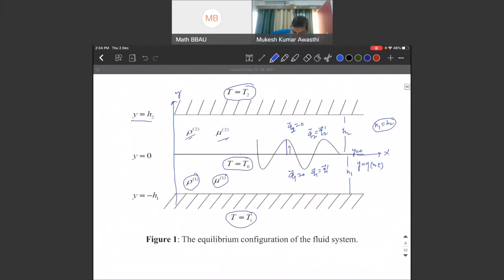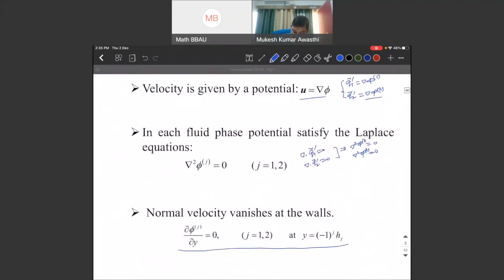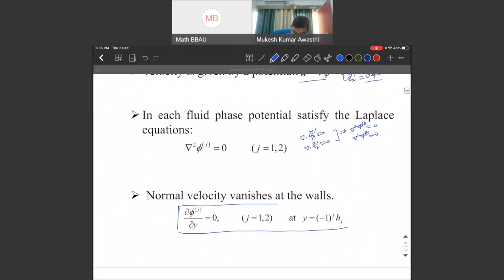So what we will do is take that at this rigid boundary there will be no normal velocity across this boundary, and there will be no normal velocity across this boundary. In that case, del phi 2 by del y will be 0 at y equal to h2, and del phi 1 by del y is equal to 0 at y equal to minus h1. That means the normal velocity will be 0 at both the boundaries.